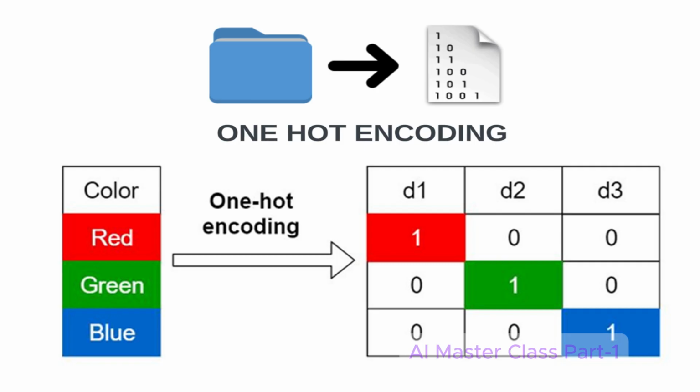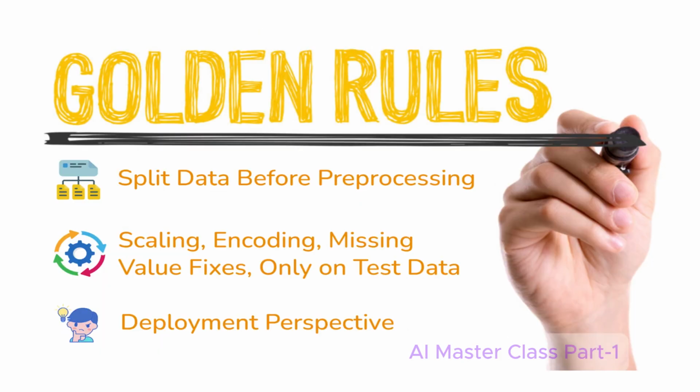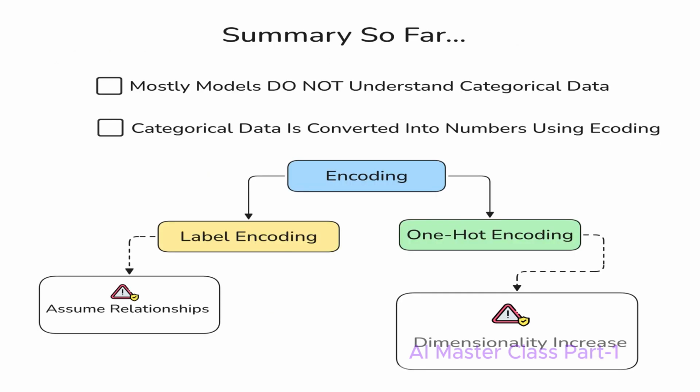But this also introduces a new issue. If the number of categories is large, then the number of columns will also increase. This can make a dataset very large. So we need to be very careful when using one hot encoding for high cardinality features. And here is one more important point. Just like missing data handling, encoding should also be done using only training data. For example, if a new category appears in the test dataset that was not present in the training data, we need to handle it properly. Otherwise, it can break the model. So, just to summarize this part as well, categorical data cannot be used directly.